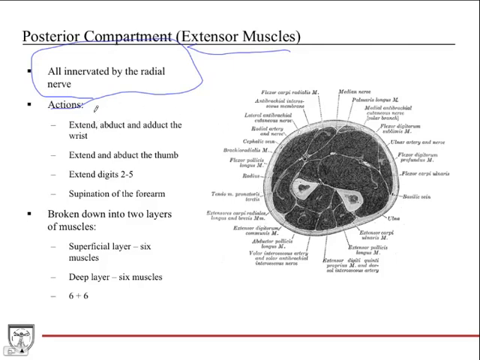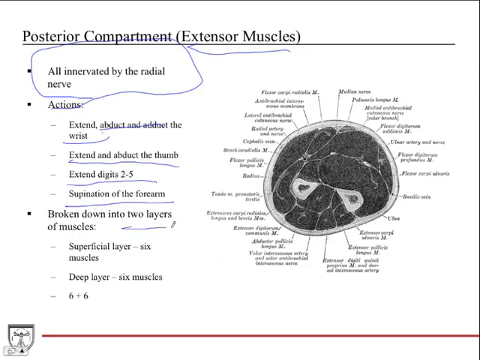So what are the main actions of the posterior compartment? They're to extend, abduct and adduct the wrist. So muscles in both compartments help with abduction and adduction of the wrist, but it's the posterior compartment that extends, anterior compartment flexes. They also extend and abduct the thumb, and extend digits 2 through 5, so extends all 4 fingers, and then they also help with supination of the forearm. So the muscles in the anterior compartment help with pronation, muscles in the posterior compartment help with supination.